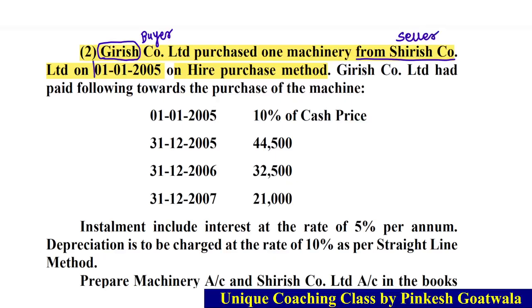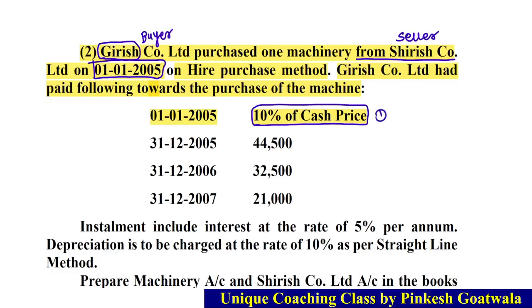When it was purchased on 1st January 2005, then Girish Company Limited had paid the following towards the purchase of the machine. Okay, so payment has been given. First payment was done on 1/1/2005. It is the date of purchase. Okay, date of agreement. So a date je પણ હોય તે શું કહેવાશે? Down payment. But look here, they didn't give the amount, but they told that it is 10% of cash price. So it is the new point in this sum.